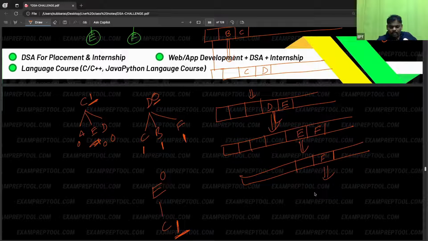In a similar way, F also, nothing will be added. At the end of the day, the queue will be empty, stop it. F also, a similar story will happen.